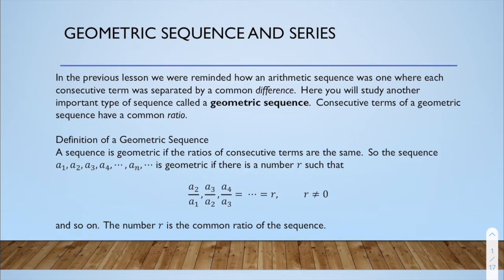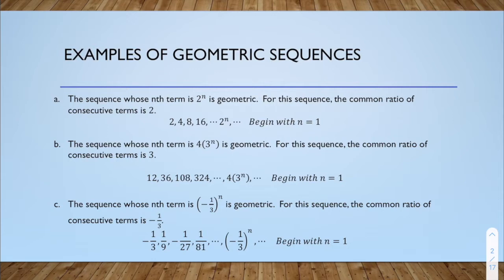In geometric sequences and series, we were talking about arithmetic sequences before and how they are separated by a common difference. Here, we're going to be talking about geometric sequences and how geometric sequences don't have a common difference, but they do have something called a common ratio. So if you remember then, the definition of a geometric sequence is a1, a2, a3 in such a way that if I took a2 and divided it by a1, or a3 and divided it by a2, and a4 divided by a3, I will get something called a common ratio, meaning that we are now multiplying instead of adding. So here are examples of geometric sequences.